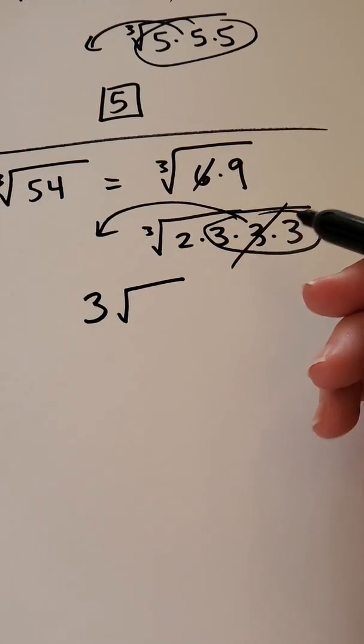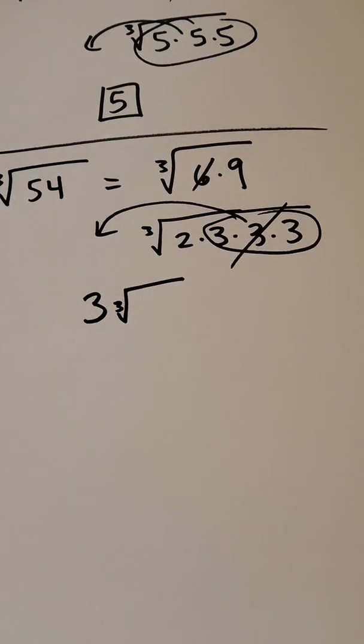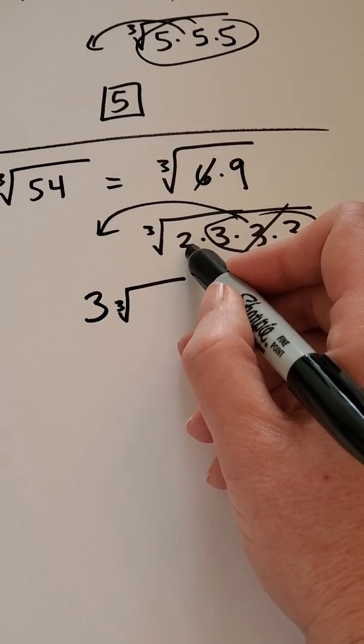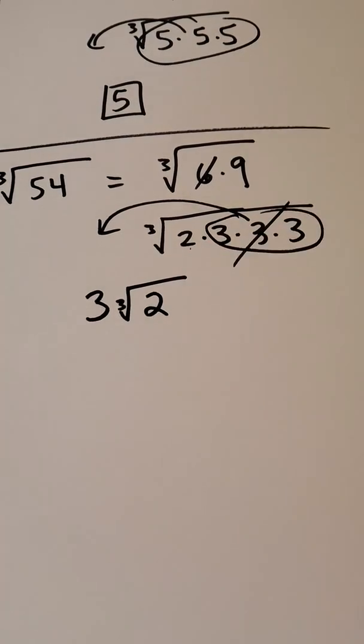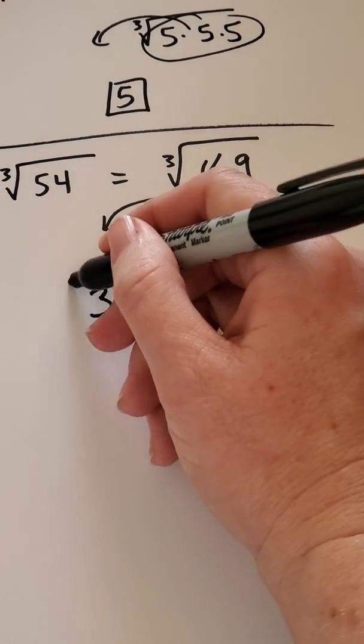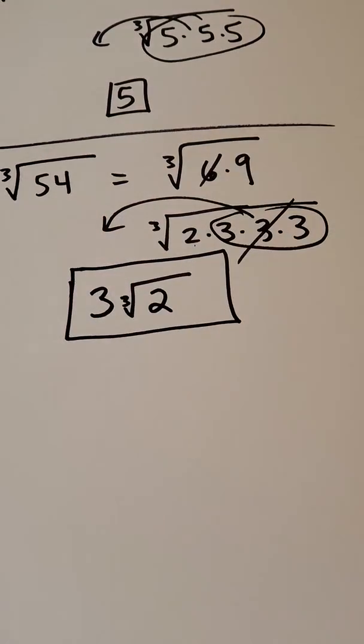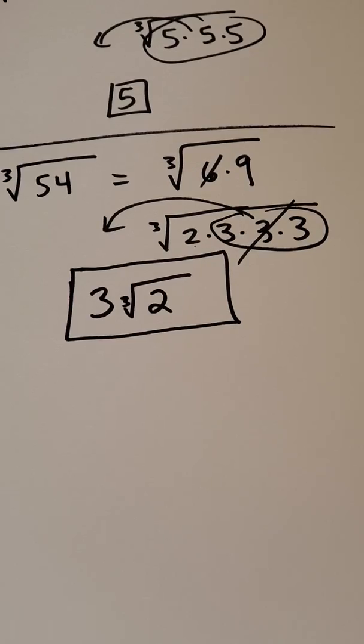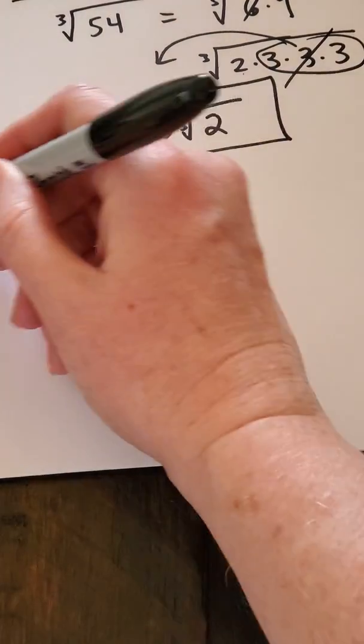Cross the bubble out. Now, I forgot my little 3. Make sure you have that. Left over is a 2, so we have to keep the 2 underneath still, and that would be the simplified answer. Notice it got a little bit harder with that problem, so we're going to do another problem kind of like that one. Okay, here we go.